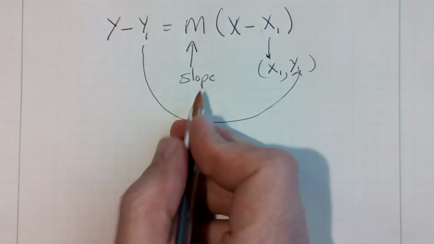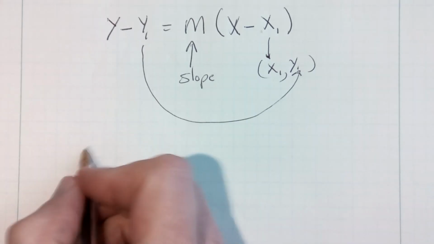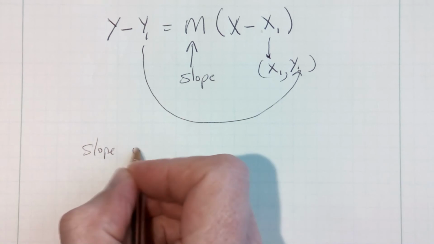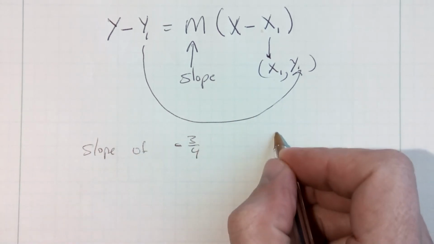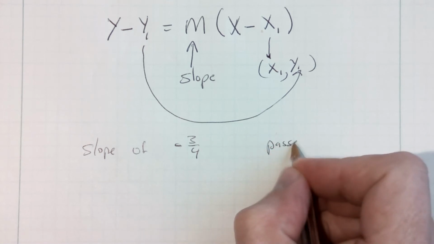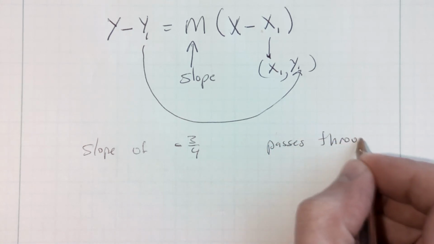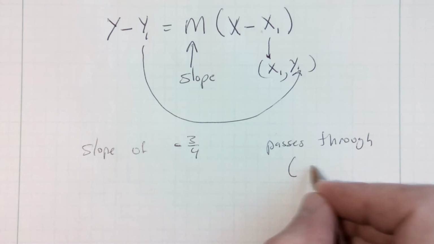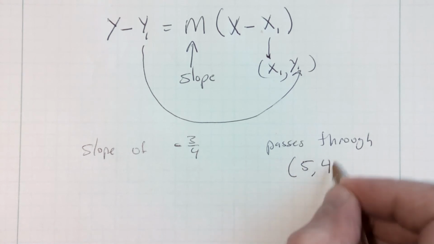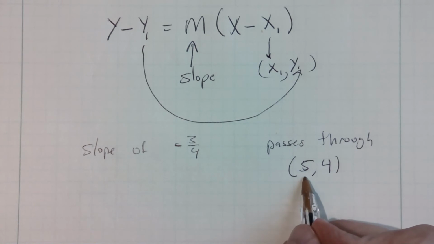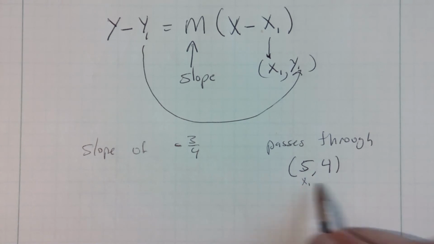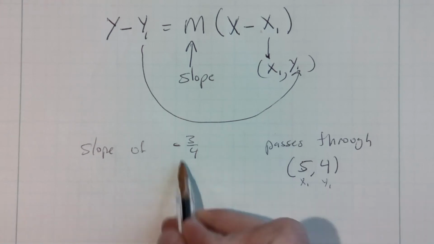So let's say you want to write the equation of a line that has a slope of -3/4 and goes through the point 5, 4. Okay, we can easily do this. Just remember that we want to treat this as my x1 value. This is my y1 value for my point. This is my m value.